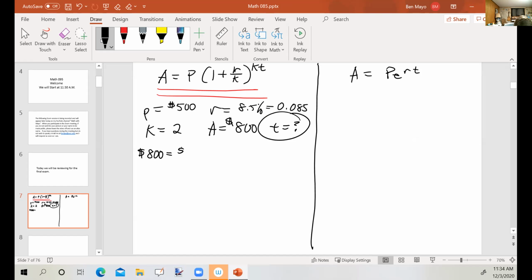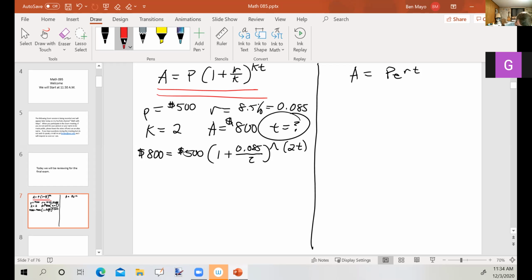$800 equals $500 times 1 plus 0.085 all over 2, raised to the power 2t. The next thing I'm going to do, I'm going to divide both sides by the $500. Okay, so on the left side, the dollar signs will go and 2 zeros will go. So I'm going to have 8/5 equals, on the right, those will all go.